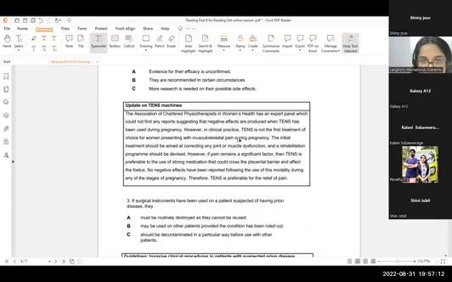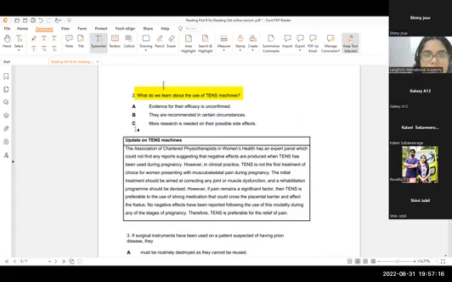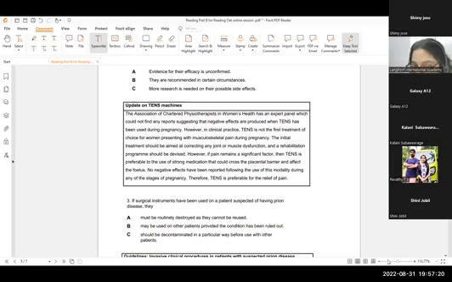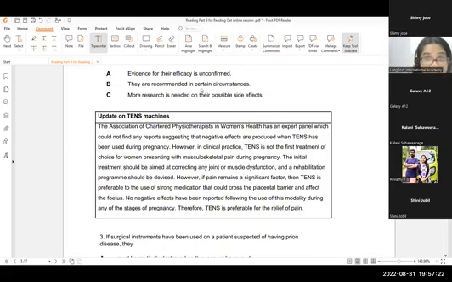Take a second, all of you. We need to find out among the three options from the extract what we learn about TENS machines. So take a second, read the extract. Fifty seconds, not a second, sorry. Fifty seconds, read the extract, all of you.